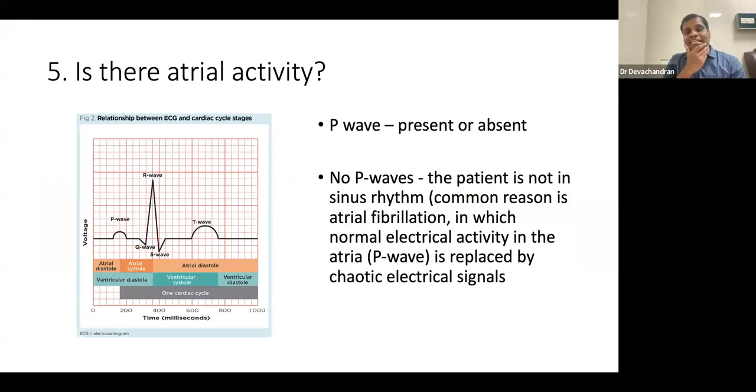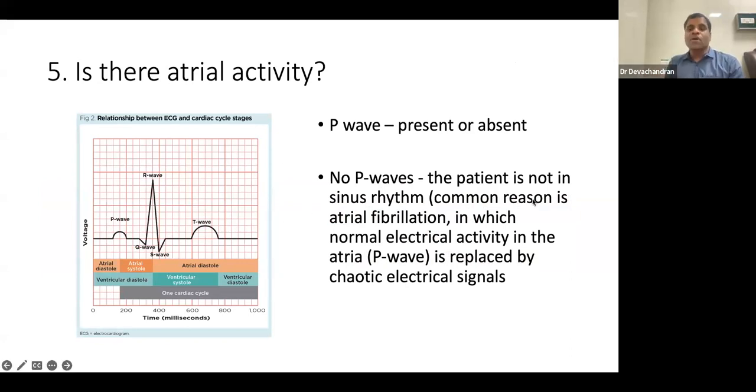is there any atrial activity? So can you see P waves is the question. Can you see P waves? P waves present, absent. That's all. Yes or no question. If there are P waves, then there is definite atrial activity. If there are no P waves, then the patient is not in sinus rhythm. So P wave indicates sinus node activity, let's put it that way. If there are P waves present, then sinus node is functioning well. If there are no P waves, then the patient is not in sinus rhythm.